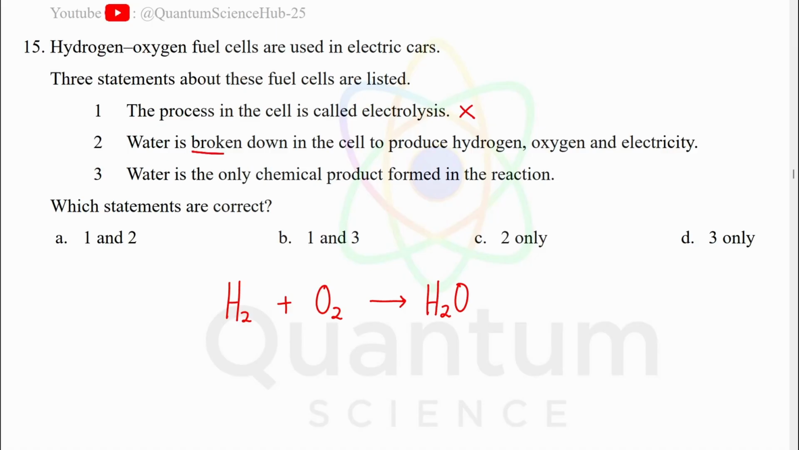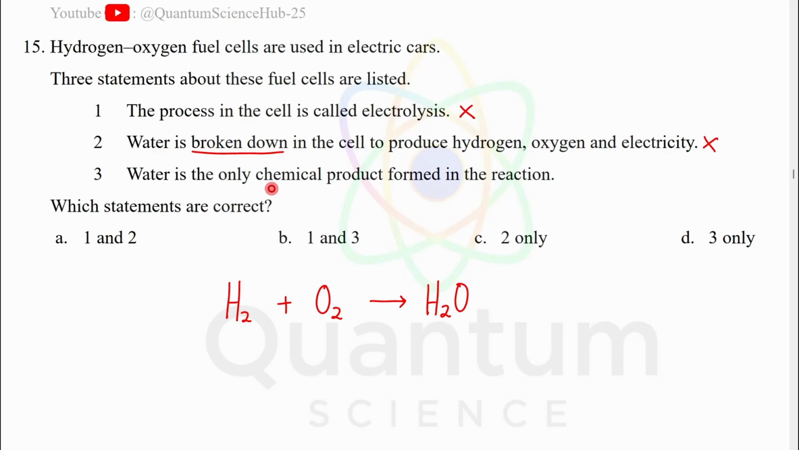Next, water is broken down in the cell to produce hydrogen, oxygen, and electricity. Well, if you see the reaction here, we react hydrogen and oxygen. So it is not broken down, but we react hydrogen and oxygen to produce water. So it does not produce hydrogen and oxygen, but it produces water and electricity. So statement 2 is also wrong.